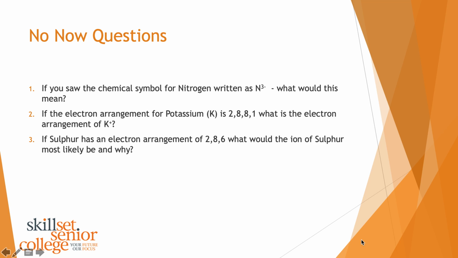And number 3, if sulfur has an electron arrangement of 286, what would the ion of sulfur most likely be and why? So that question is really asking you, how many electrons does it need to be stable? And is it easier for it to lose or gain electrons based on that information? Okay, pause it there.